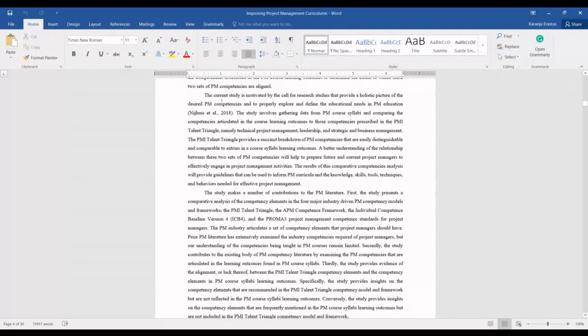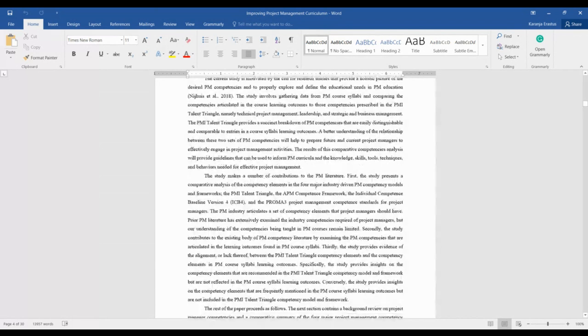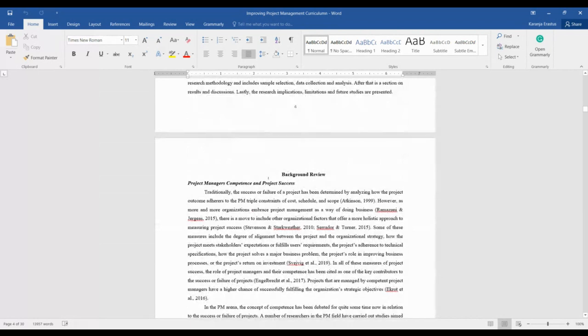So we are saying this current study is motivated by the call for research studies that provide a holistic picture of the desired PM competencies, and also to properly explore and define the education needs in PM education. So what we are saying is we have a shortage of people who are qualified to be project managers, and we are hoping that this study will help to show which are the most important skills that project managers should have.